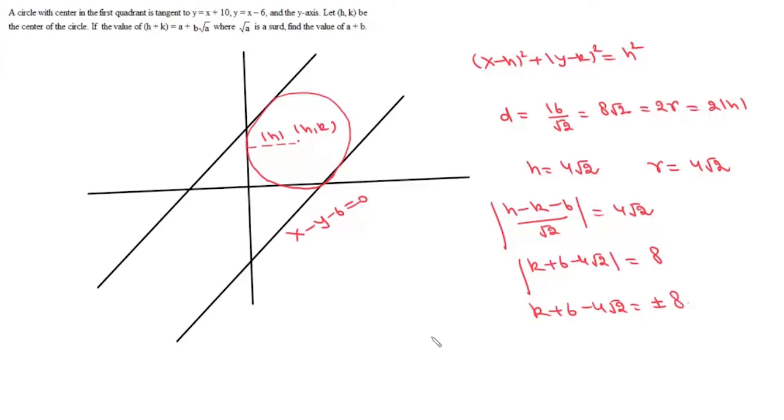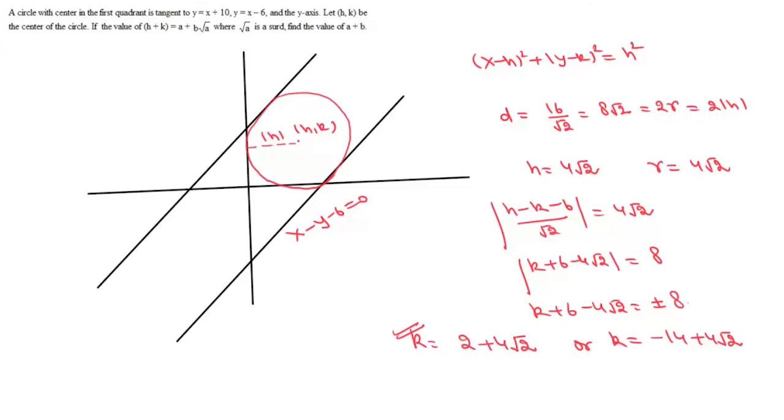So if we take this plus sign, we'll get this k as 2 plus 4 root 2, and if we take this minus sign, we'll get this k as minus 14 plus 4 root 2. And since this center lies in first quadrant, k has to be positive, so we'll accept this value of k. So value of k is 2 plus 4 root 2.